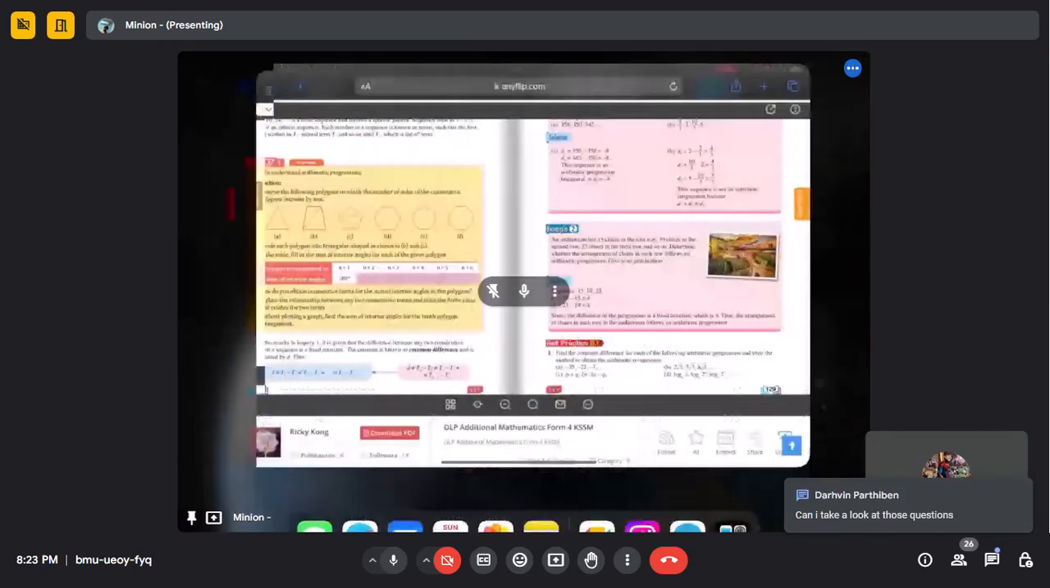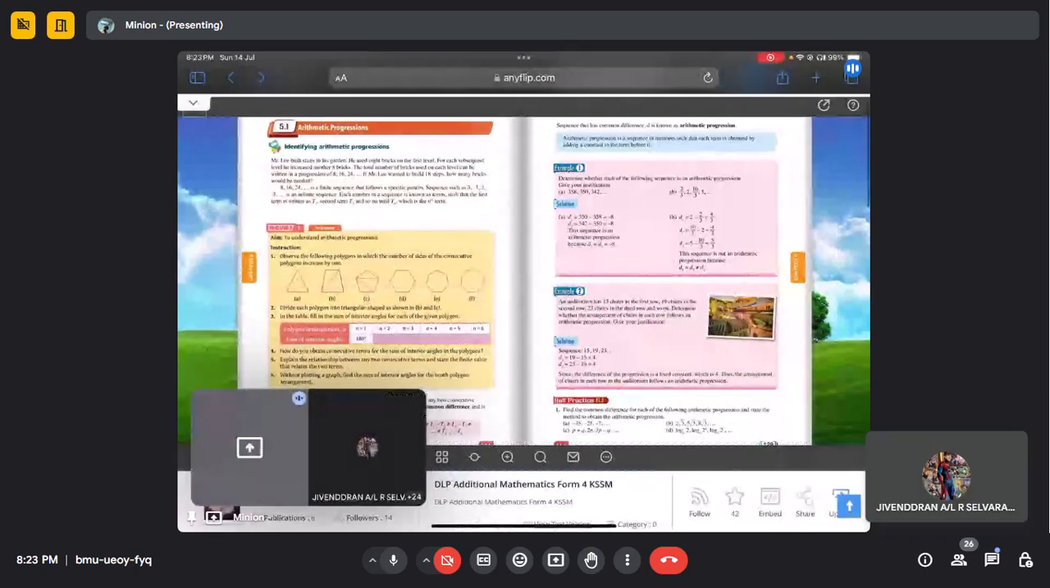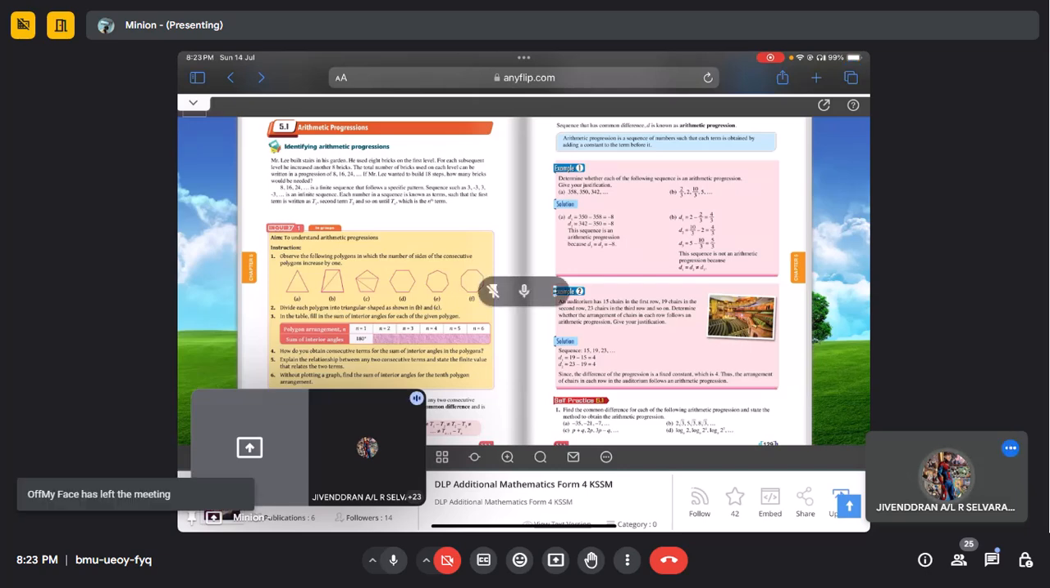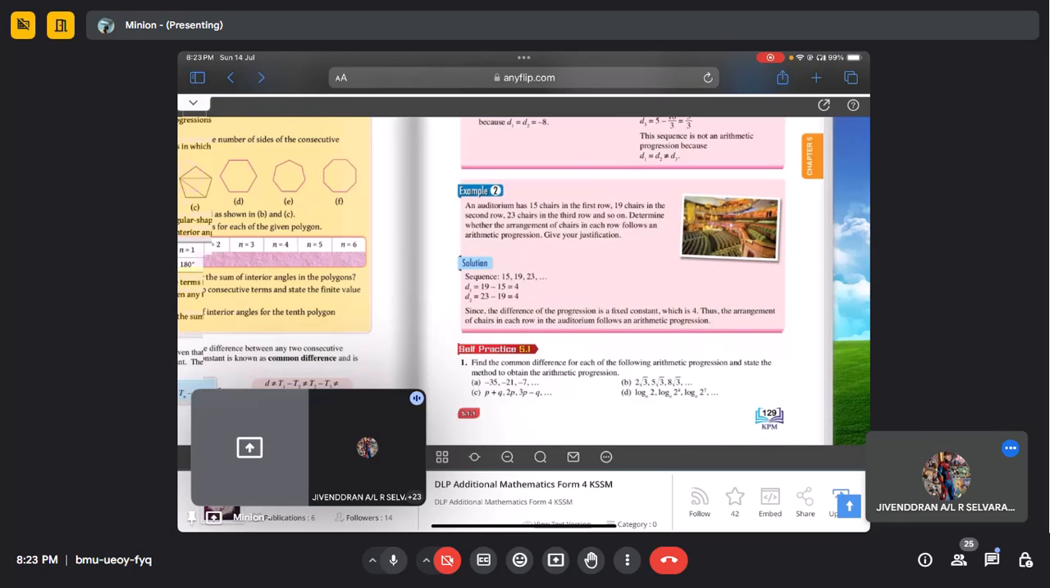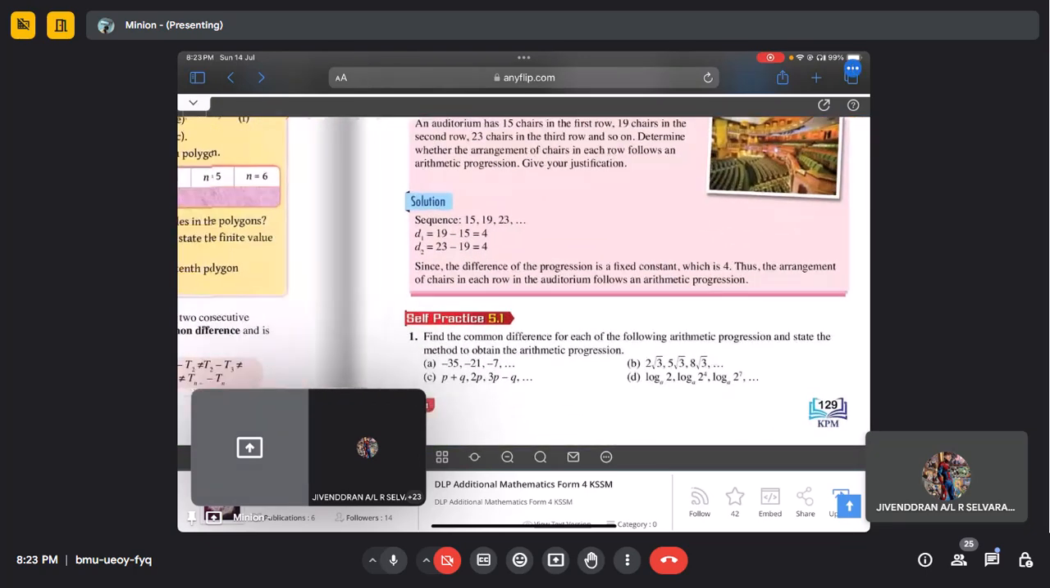Sure. So these are the questions. Self-practice 5.1. It's actually in your textbook, page 109. Pritika, maybe you can zoom in a bit so everyone can see. Okay, thank you.